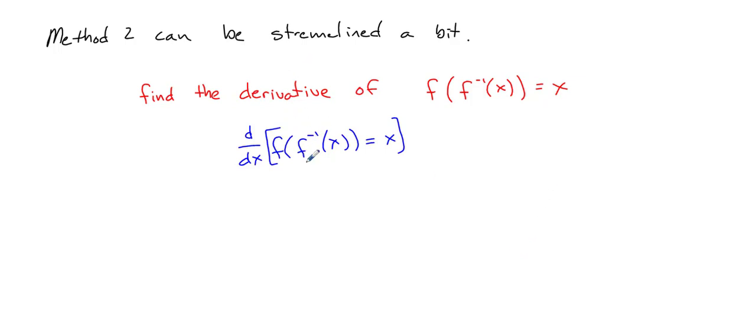Now, the left side, this is a composite function, right? So that'd be the derivative of the outside at the inside times the derivative of the inside. Well, that would be f inverse of x prime, right? And then the derivative of x is 1. Well, looky here, guys. We have the derivative of the inverse right here. If we divide by this mess, we will have a formula for how to find the derivative of the inverse.